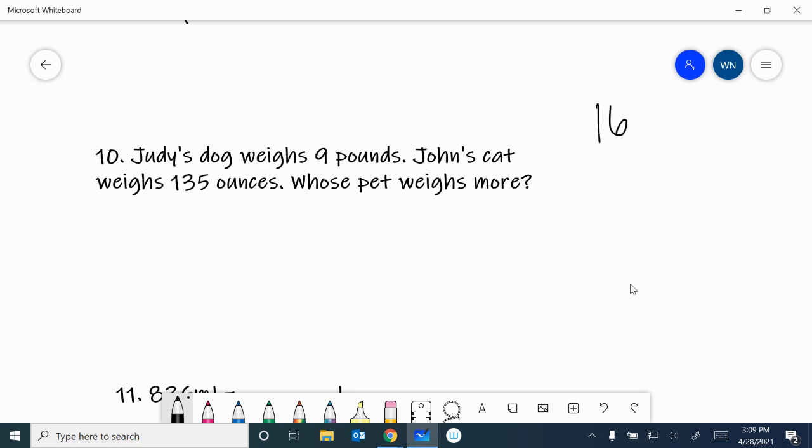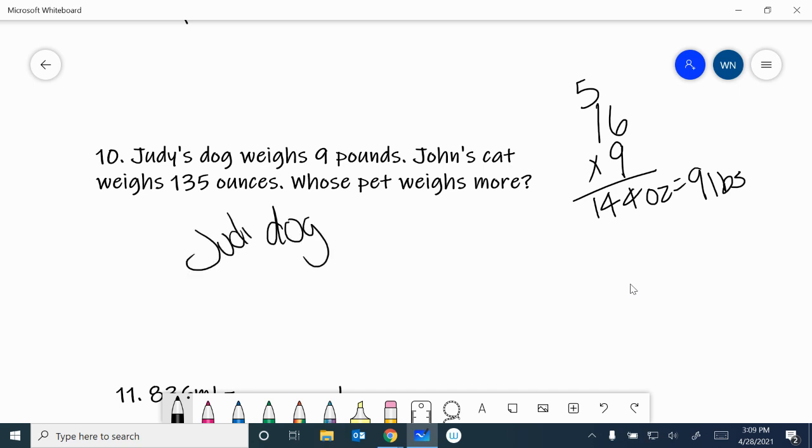There are 16 ounces in 1 pound, not 8. That's 8 fluid ounces. This is 16 ounces to a pound. So if we have 9 pounds, we're going to say 16 times 9 is 54. 9 times 1 is 9, plus 5 is 14. 144 ounces equals 9 pounds. So the dog weighs 144 ounces. The cat weighs 135 ounces. So we know that the dog, Judy's dog, weighs more.